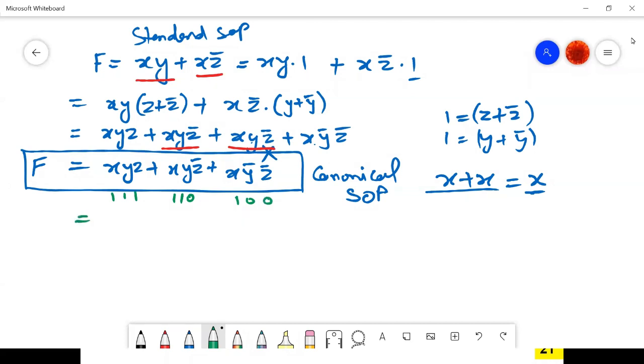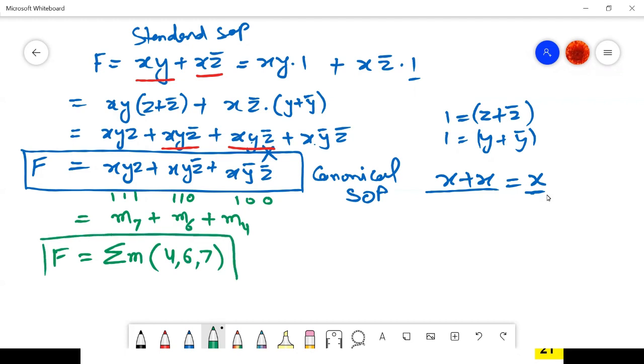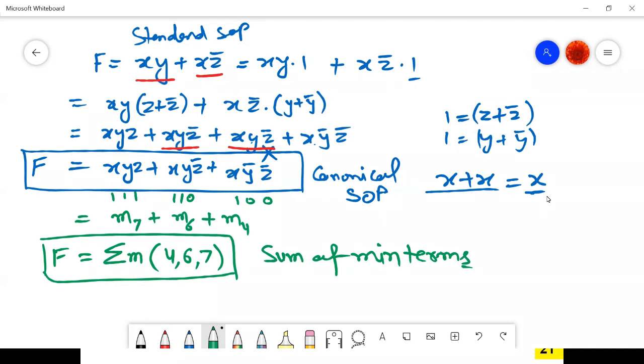Can you just read these? What are these minterms, girls? M7, M6, M4. Am I right? So this is the sum of minterms. So we can show this one, sigma minterms in the bracket in the order 4, 6, 7. So this form is basically sum of minterms. Is it clear to all of you?